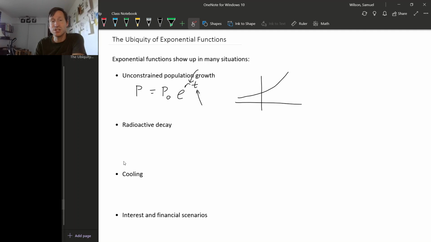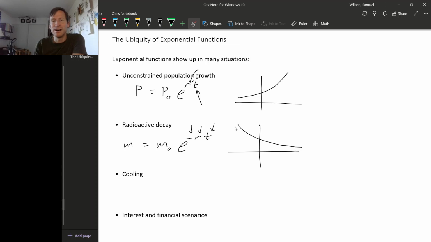Radioactive decay is another situation, where the mass of some radioactive sample, or the number of radioactive atoms in your sample, at some future time is some initial number of atoms times e to the minus rt, where t is the time, and r is some rate that describes how rapidly this particular radioactive material decays. The minus sign is what makes this decay instead of growth. And so in this situation, you're going to have something like this.